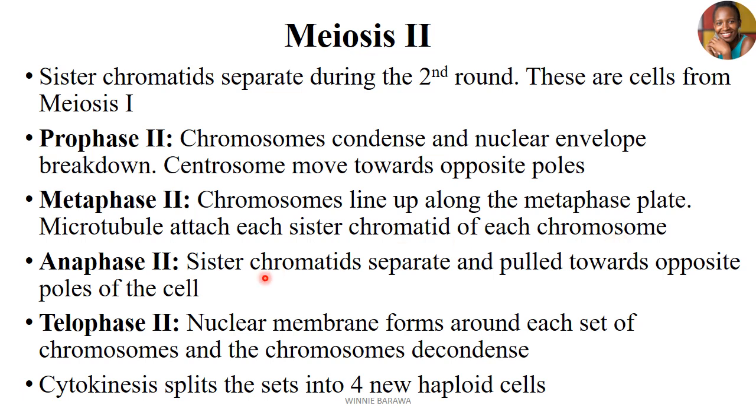So at anaphase 2, the sister chromatids will now separate, and we shall use the spindle fibers or the microtubules to pull them apart towards the opposite poles of the cell. And in telophase 2, the nuclear membrane will start to form around each set of chromosomes, and the chromosomes will now decondense to help us create our nucleolus materials. And the cytokinesis now will split this cell into the 4 new haploid cells.